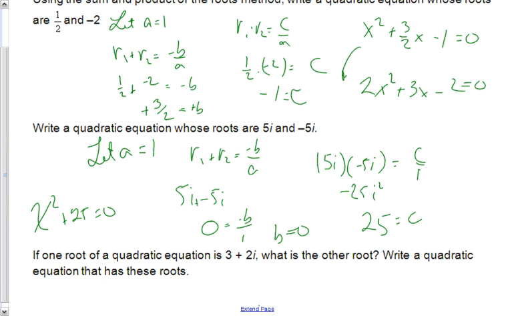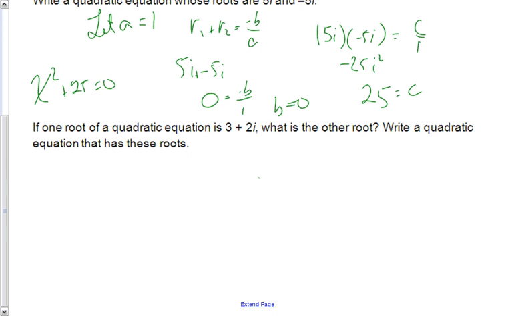Now this is the last version of it. If one root of the quadratic is 3 plus 2i, what's the other root? We said this before, and I'll say it again. When you get a complex root, you get the second one for free. It's always its conjugate. So root 1 is 3 plus 2i. What is root 2? Its conjugate. Conjugates, they always come in pairs.